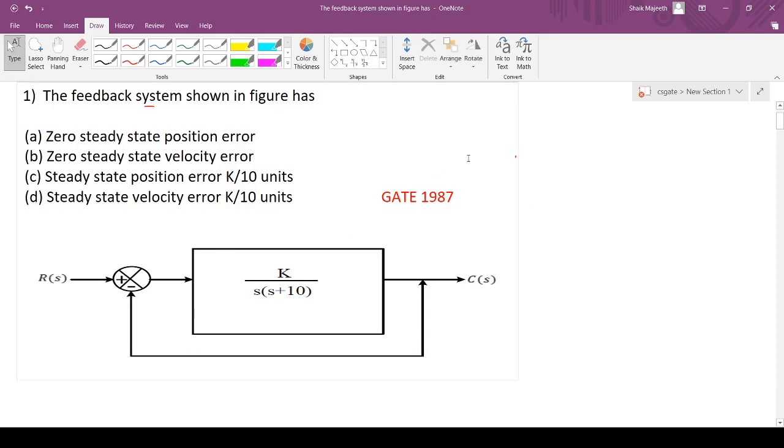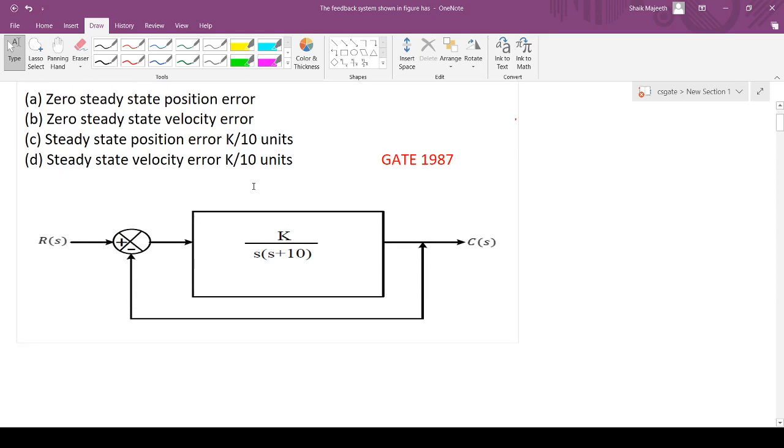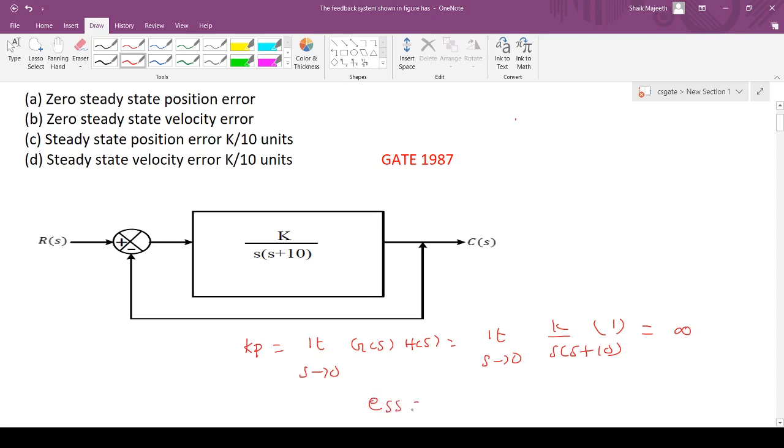So first, before finding the steady state error, we have to find the error coefficient. So we find the position error coefficient first. Position error coefficient is limit s tends to 0 of G(s) H(s). So G(s) is K by s into (s plus 10). Feedback gain is 1. When you substitute s equal to 0, what you get is infinity. So steady state error due to position error is 1 by infinity, which is 0.